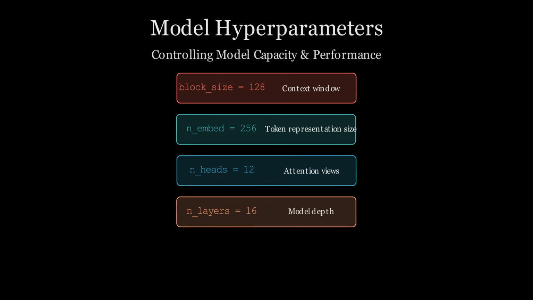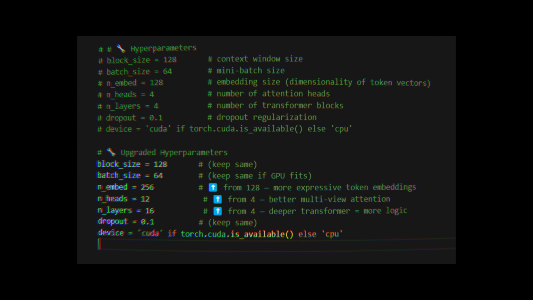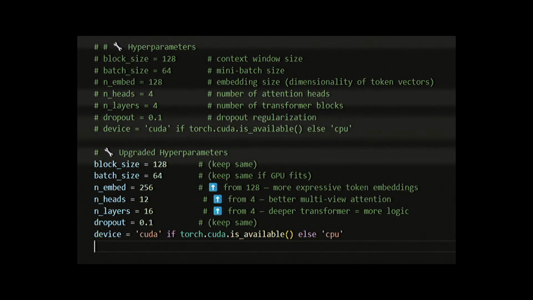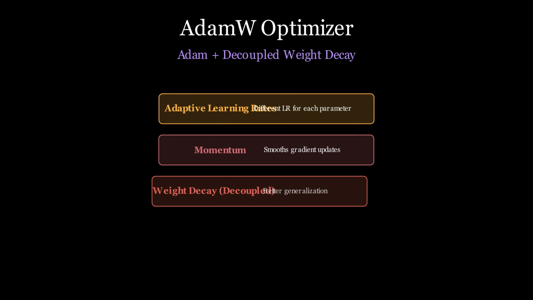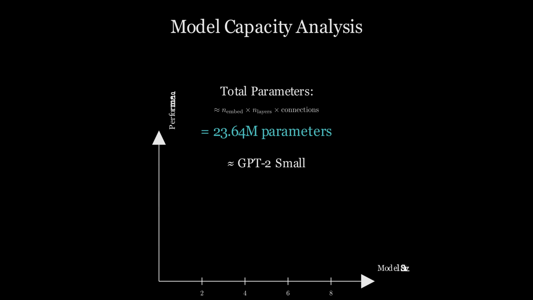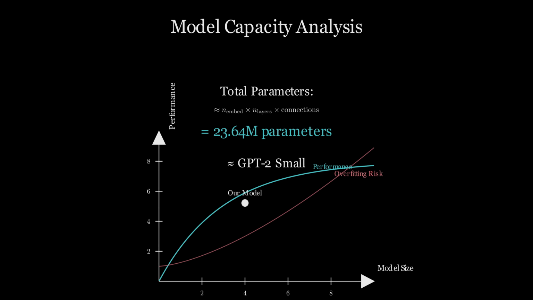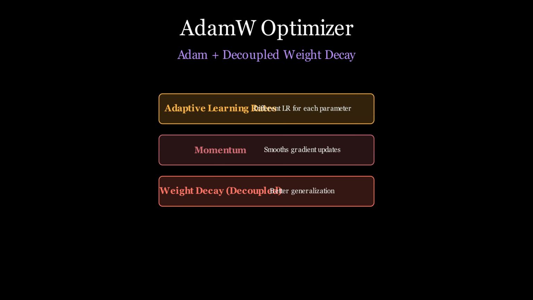Hyperparameter setup. Block size is 128, N embedding 256, N head 12, and N layer 16. If we increase these parameters, it will increase the expressiveness of the model, but the risk of overfitting will also be there. Next is one of the important aspects, which is the optimizer. We are using AdamW. Look at the model parameters, which are close to the GPT-2 model. The optimizer updates the model's weights during the training.